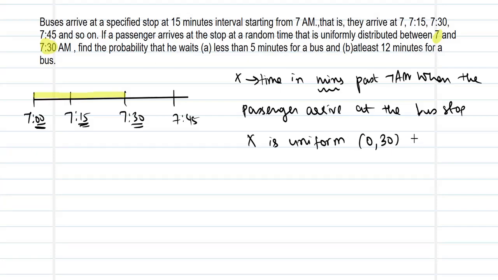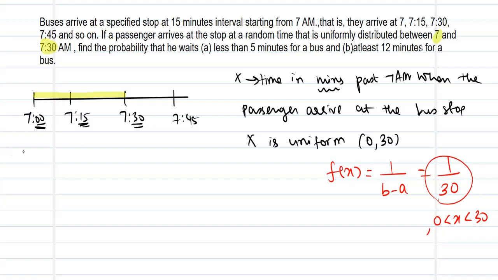In which case what will be our f of x? Our f of x is 1 divided by b minus a. So this becomes 1 divided by 30 minus 0, for 0 less than x less than 30. Hence the function is 1 by 30.